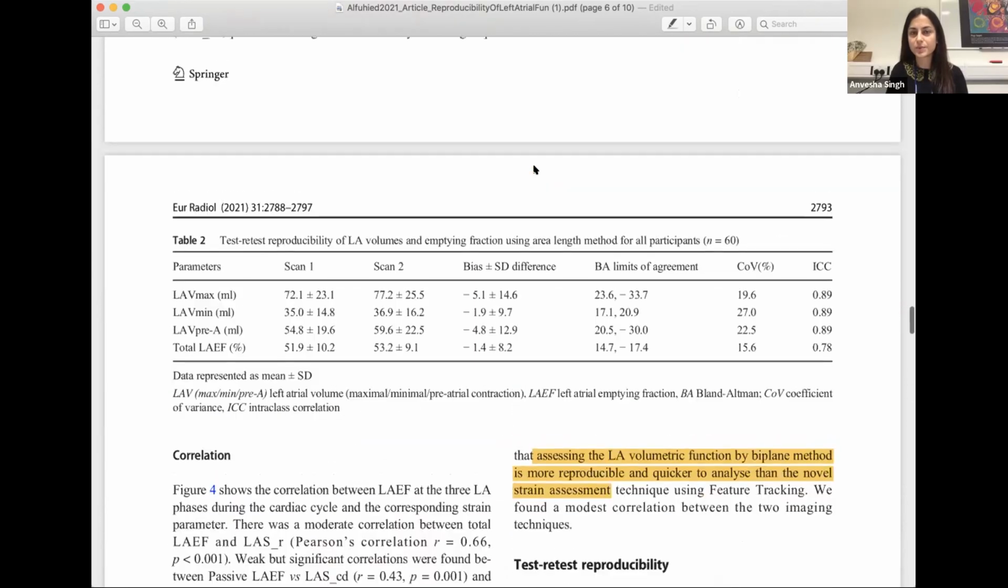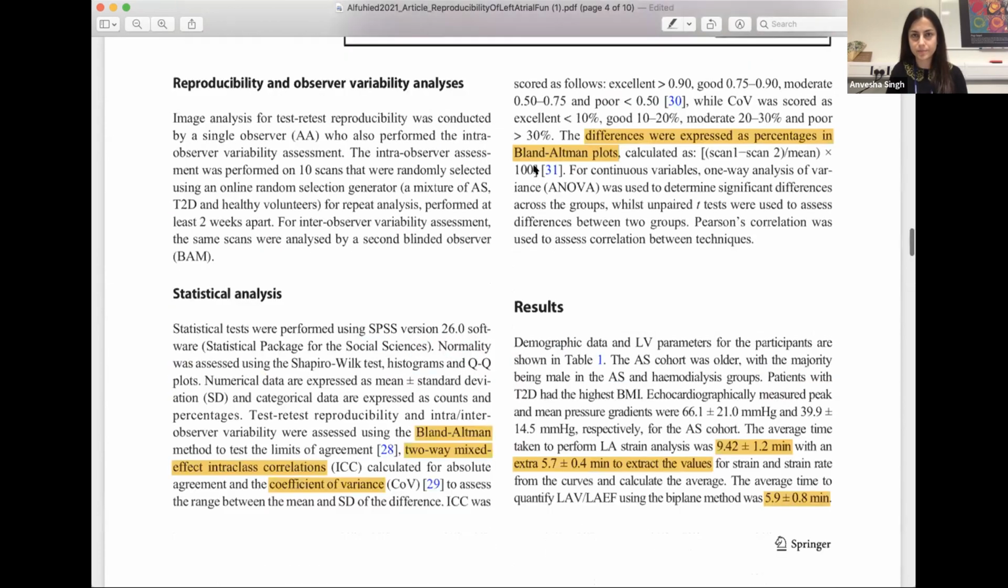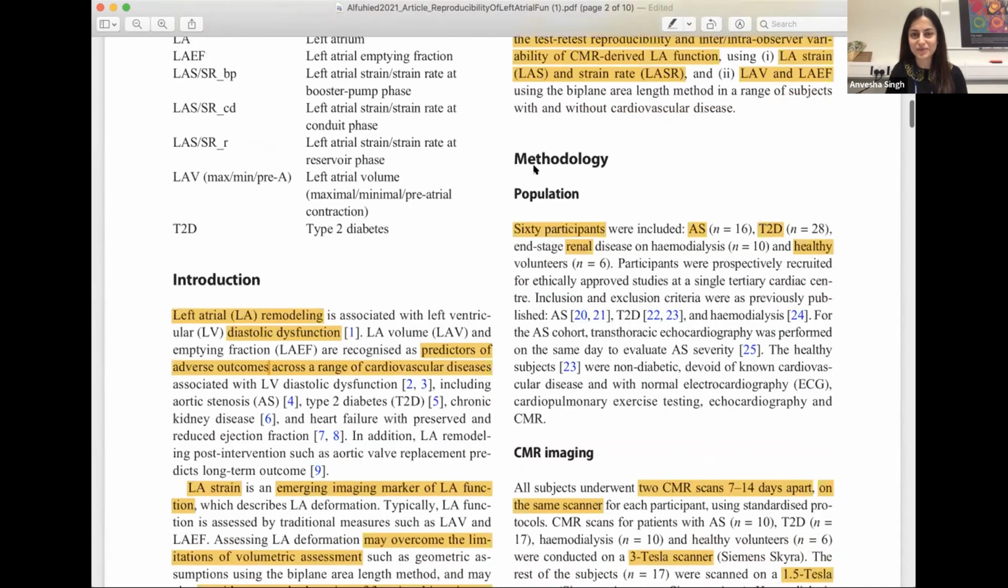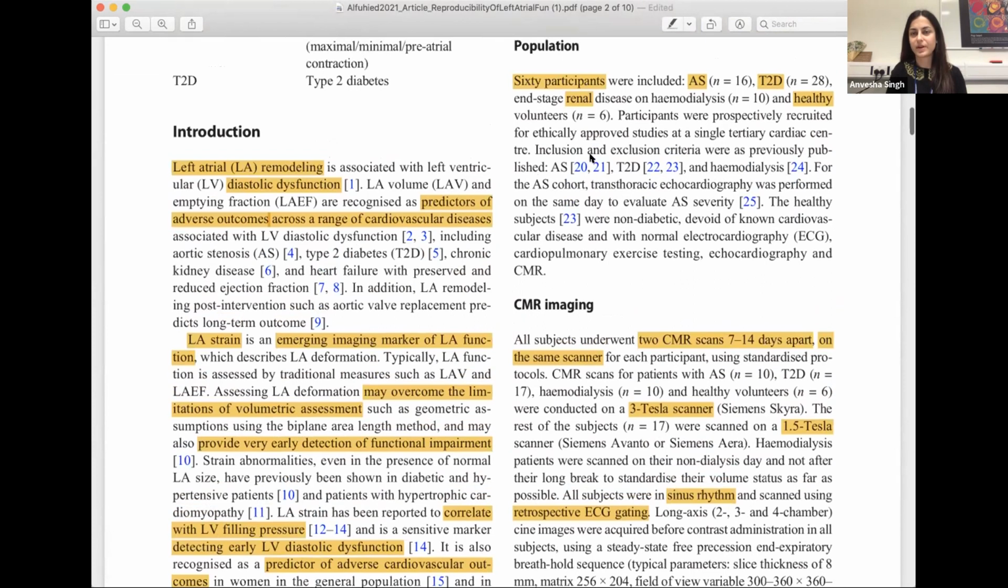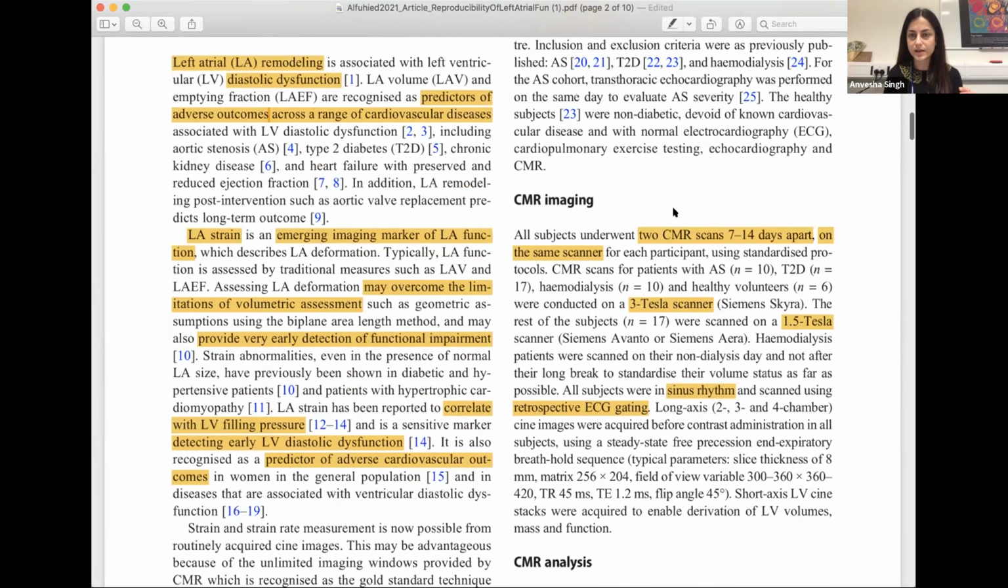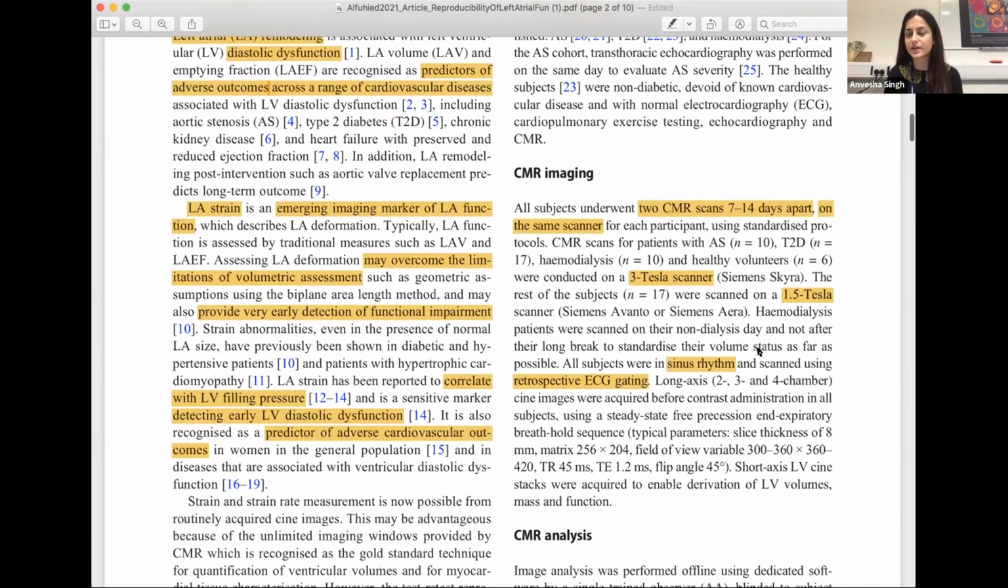So the patient groups that we used, I'll just go back to that section for clarity. Sorry, it takes a long time to find the right bit. Here we are. The patient groups that we did, as I said, were aortic stenosis and type 2 diabetes. I don't think those are likely to show significant changes in their disease process within a 7 to 14 day period. But you're right that the end-stage renal disease group on hemodialysis may have some fluid changes in that period. To account for that, here it is, we tried to standardize their volume status.